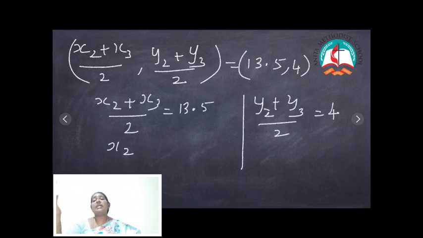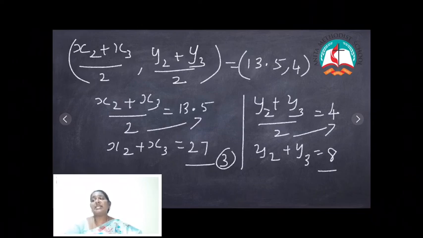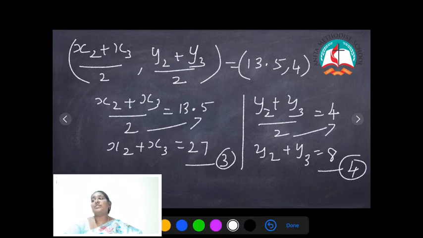Then the next side, we get what? (x2 plus x3) by 2, (y2 plus y3) by 2. So equate the x value and the y value. So you get x2 plus x3 is equal to 27. That you consider as equation number 3. Same way we get y. That is considered equation number 4.